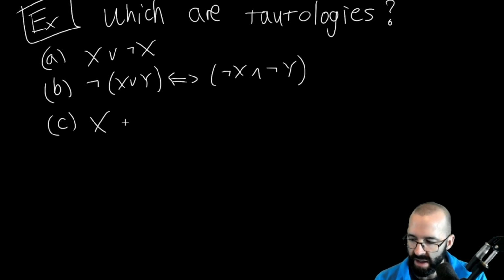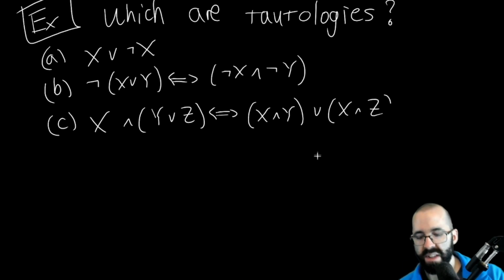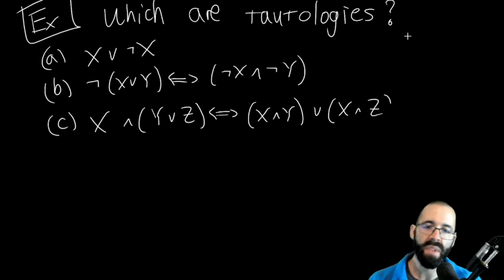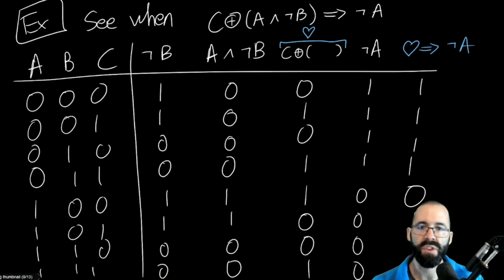Here's another one. X and (Y or Z) equivalent to (X and Y) or (X and Z). I really do want you to get some practice creating these truth tables. And again, use this as a model for the truth tables.